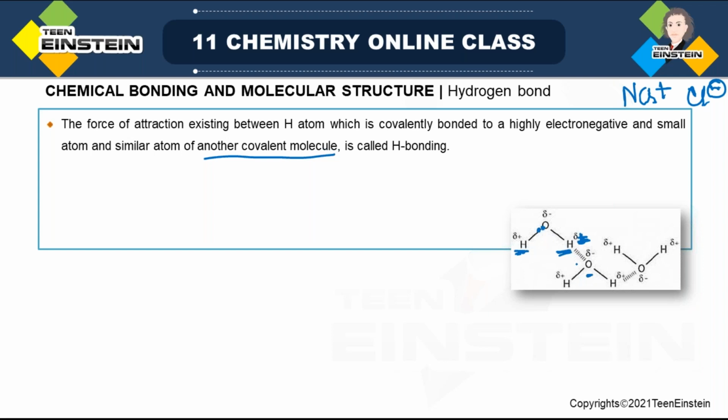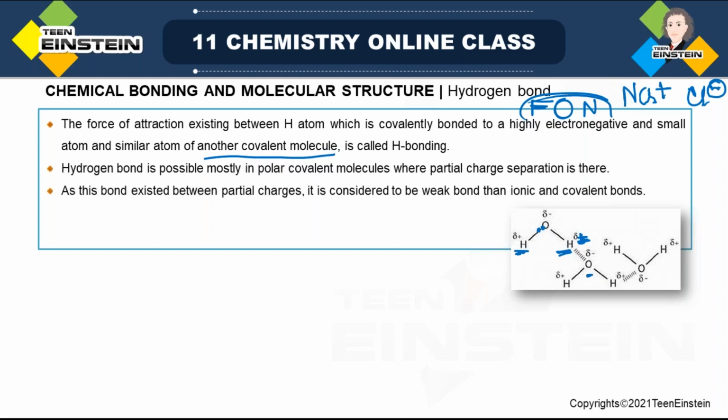And see, only 3 elements are capable of hydrogen bond formation. That is, when hydrogen is attached to these 3 elements, because only these 3 elements can fulfill the criteria of high electronegativity and small size. So what are those 3 elements? It is F, oxygen and N. Only with these 3, you will see the possibility of hydrogen bond formation.